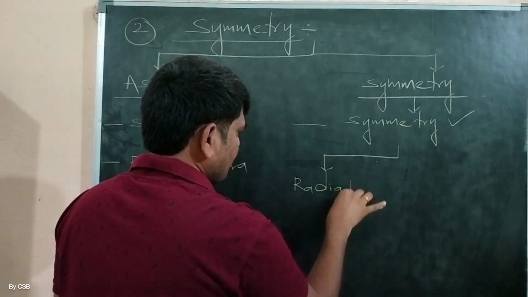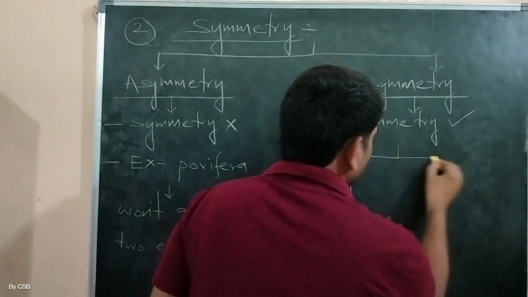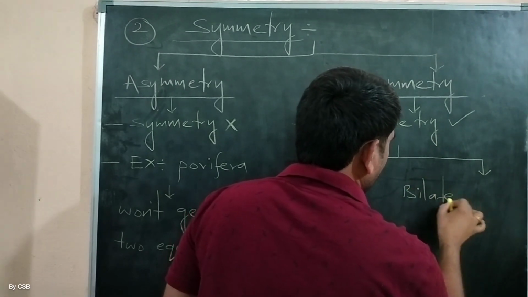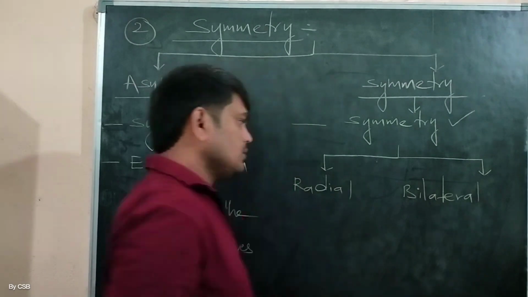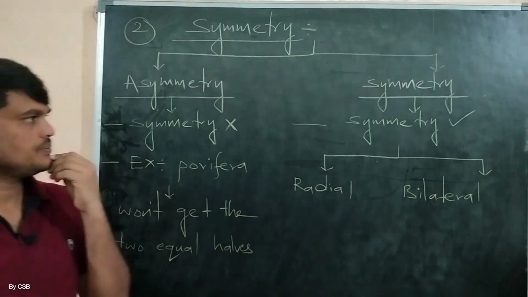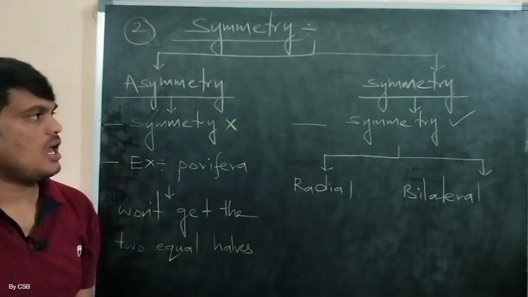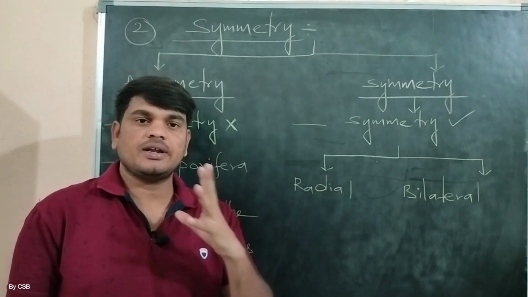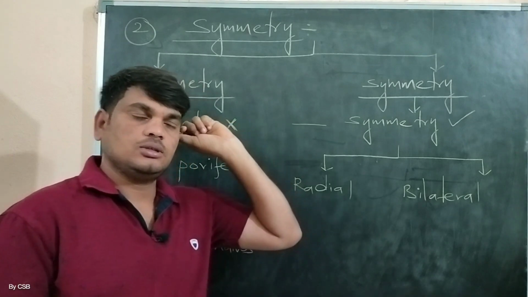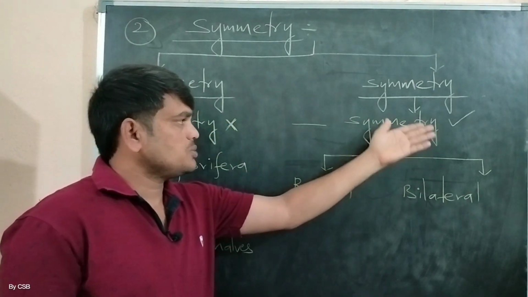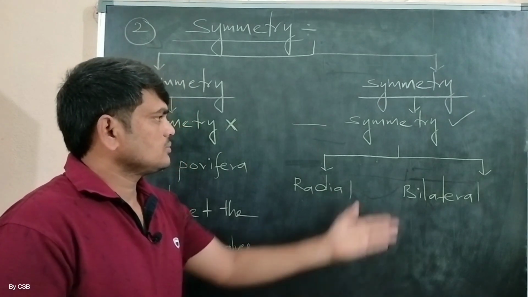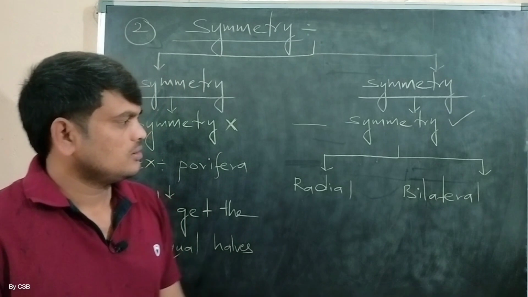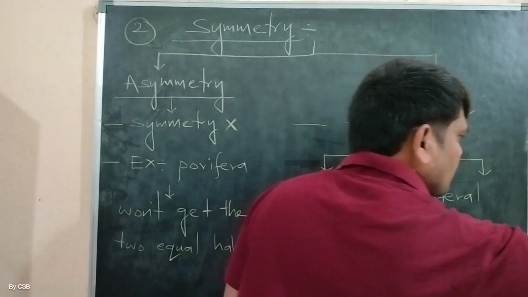Symmetry is of two kinds: radial symmetry and bilateral symmetry. Symmetrical animals are those in which symmetry is present. Symmetry is the systematic arrangement of organs. Sir, how do they differ from each other?